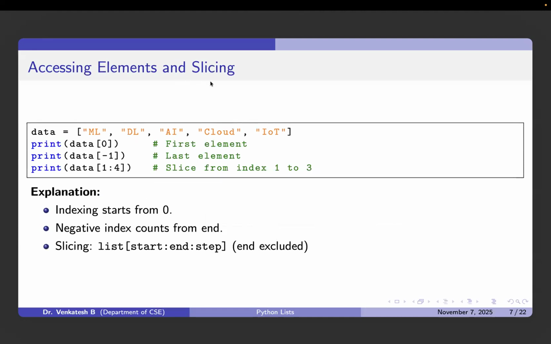Accessing elements and slicing. This is the way we access the elements in the list. print(data[0]) means the first element, and -1 the last element. Slice from index 1 to 3: the last index is not considered. The end is excluded.